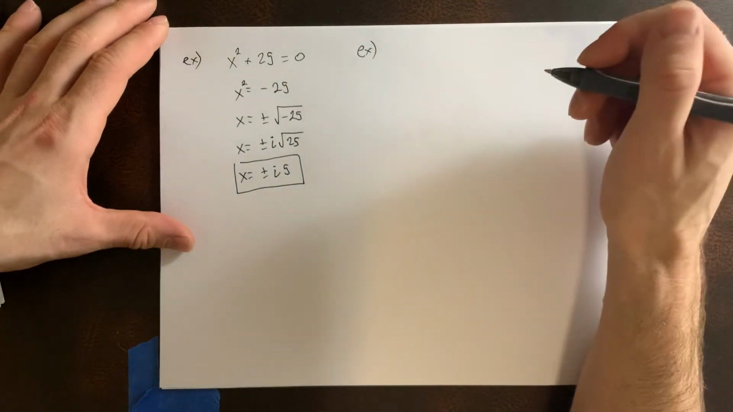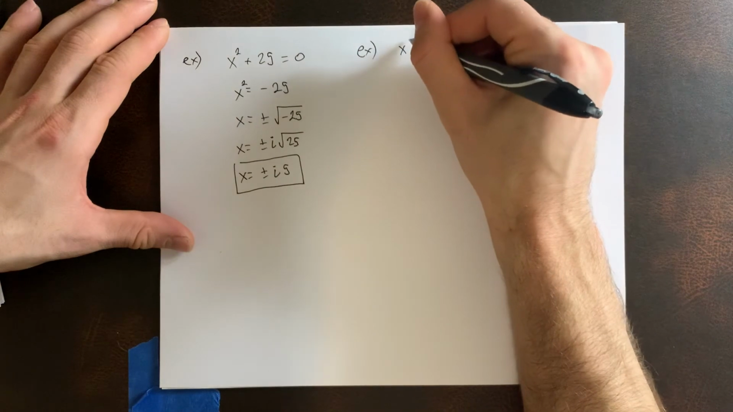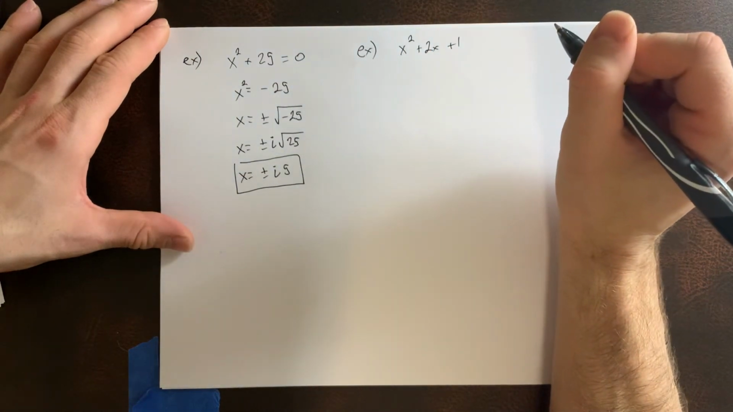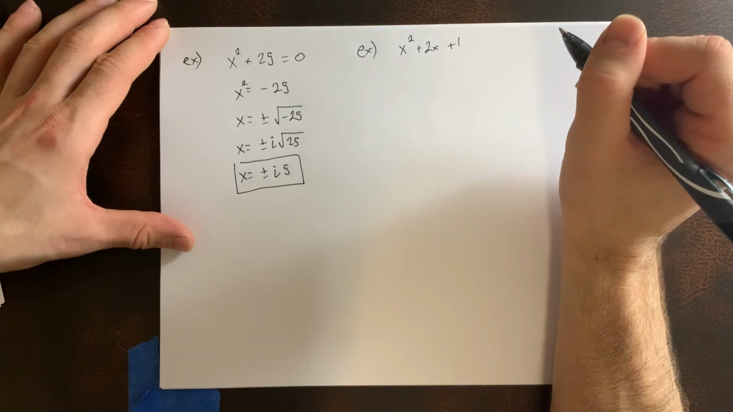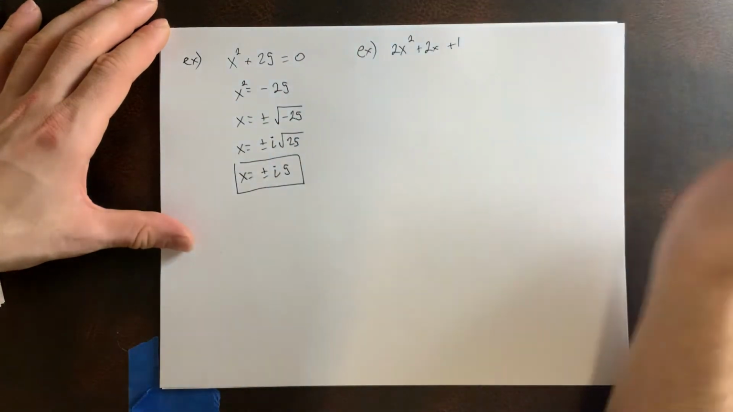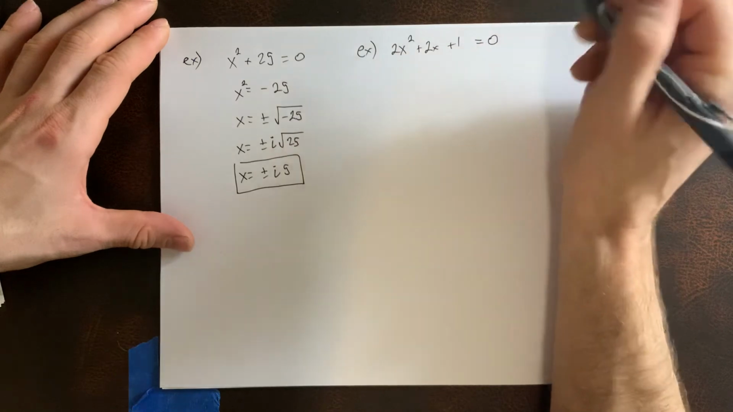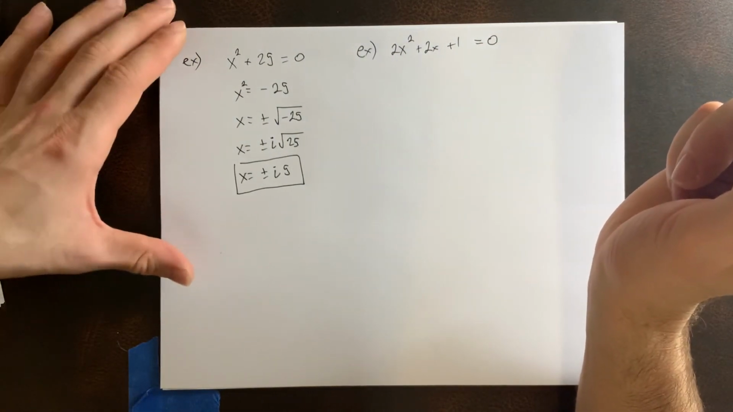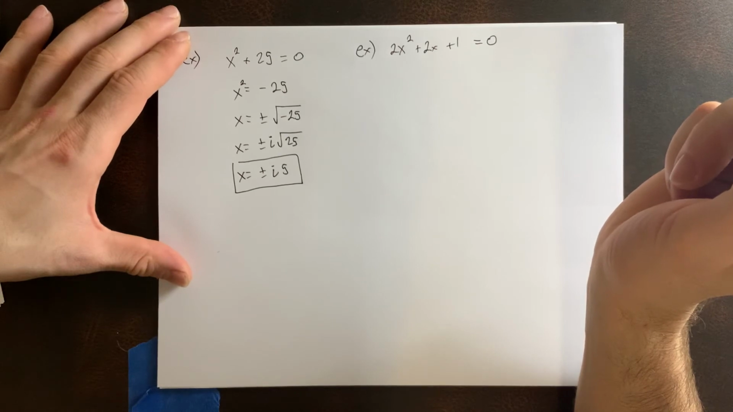Okay, let's do one last example together. So this one, let's have x squared plus 2x plus 1. Sorry, let's make this a 2 in the front. Is equal to 0. So for this example, we could try factoring, but we're going to see that it's not going to be possible.